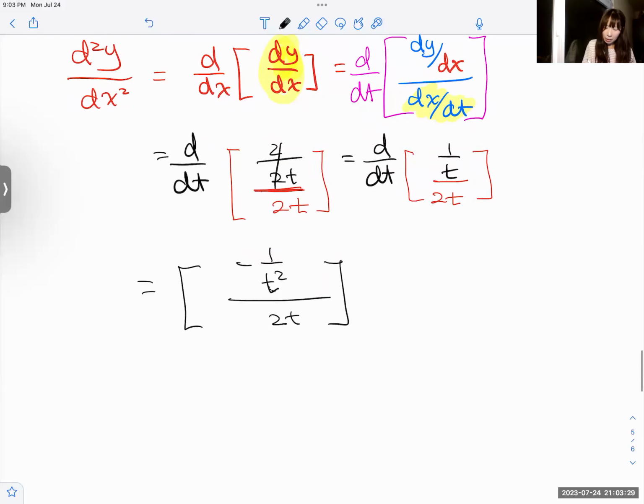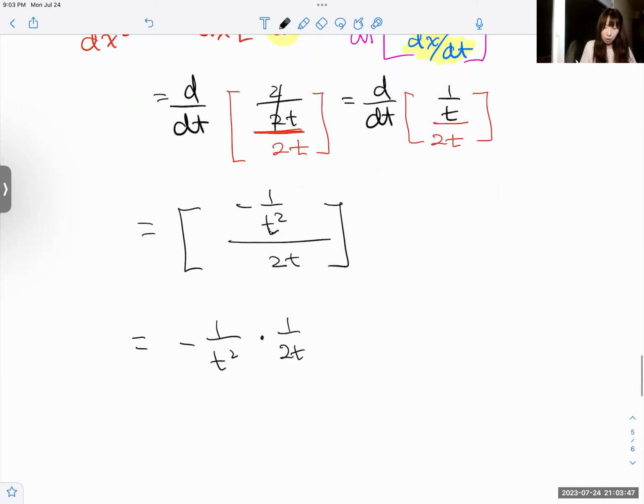Okay, so there will be a fraction divided by another fraction. Then we keep the first fraction and multiply by the reciprocal of the second fraction, 1 over 2t, right? Okay, so we get negative 1 over 2t to the third power. Okay, all right. So last one.